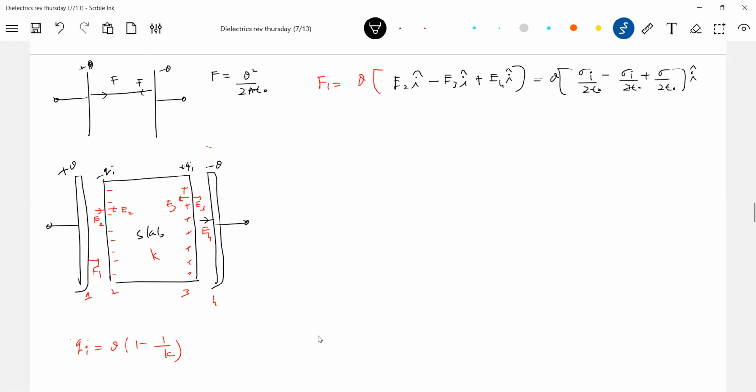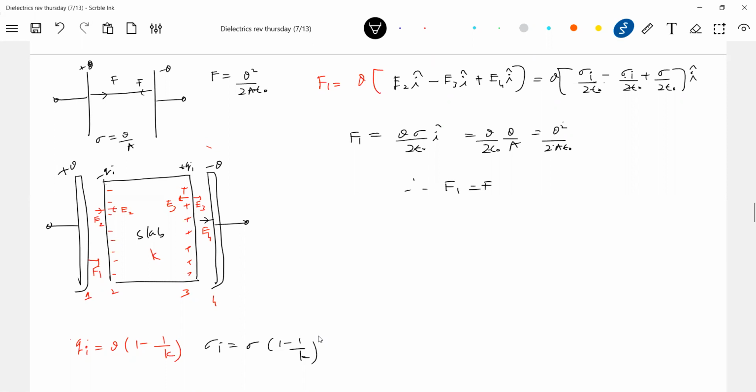Sigma i, can we write anything for sigma i here? Sigma i should be equal to sigma into 1 minus 1 by K. These two will cancel out, so no need to simplify. These two will cancel out, so only this will be there. So how much is it? Q by 2 epsilon naught A, i cap. What is sigma? Q by A. Look at the force. Earlier it was F, now it is F1. So therefore F1 equals F.